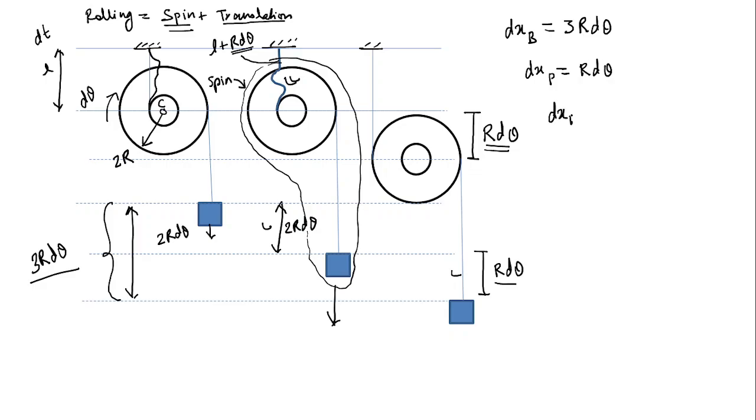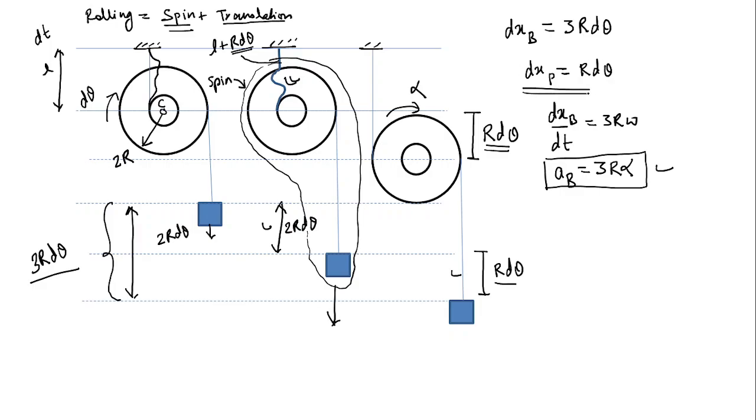dx_B upon dt is 3r omega. You differentiate it once more, you get acceleration of B is what? Acceleration of B is 3r alpha, where alpha is the angular acceleration of this pulley. Okay, so a block is 3r alpha. And what about the acceleration of the pulley? From here you simply differentiate and you get acceleration of pulley is r alpha. See how just by visualization we got both the values.